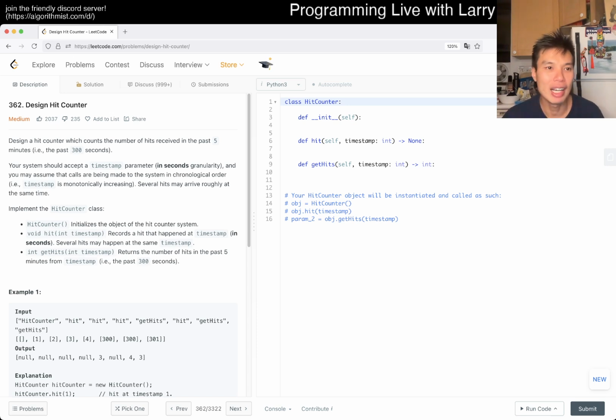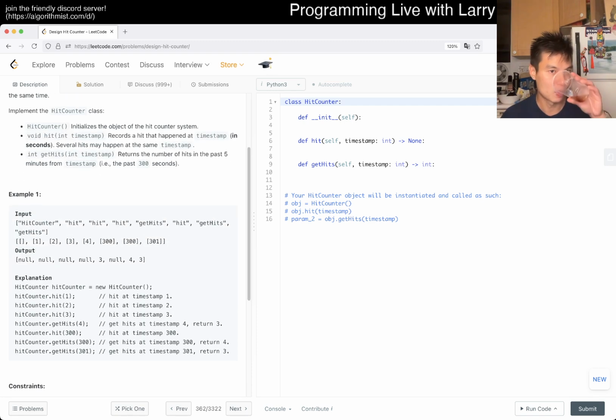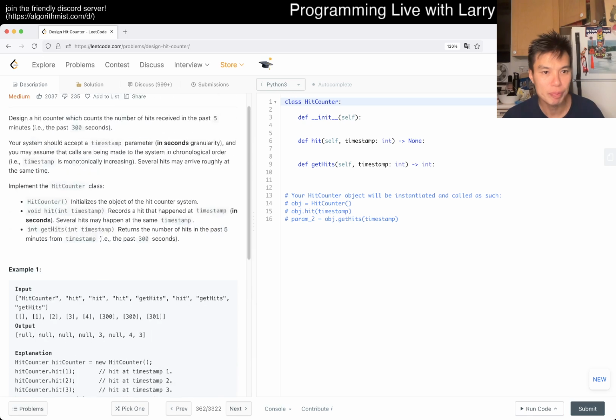Anyway, 362, Design Hit Counter, which counts the number of hits received in the past 5 minutes. Your system should accept a timestamp in seconds, in chronological order, so the timestamp is monotonically increasing, that's good. Several hits may arrive at roughly the same time. It doesn't matter. You have a hit at a timestamp, and getHits.